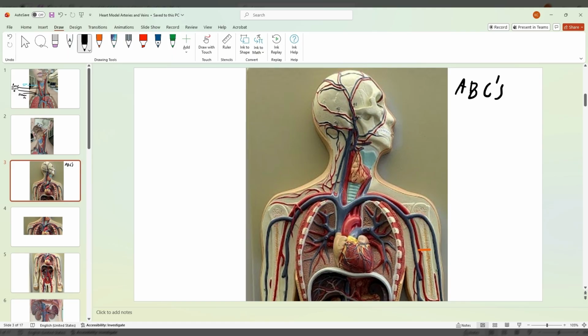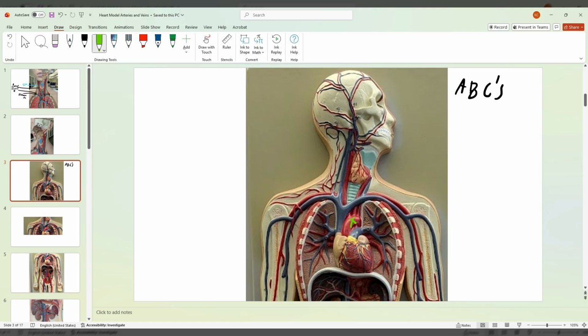So let's just do it real quick. Identify the blue vessel. That would be external jugular vein. Identify the blue vessel. Internal jugular vein. Identify the blue vessel. Brachiocephalic vein. Identify the blue vessel. Superior vena cava. Identify the blue vessel. Left brachiocephalic vein. Identify the blue vessel. Left subclavian vein.